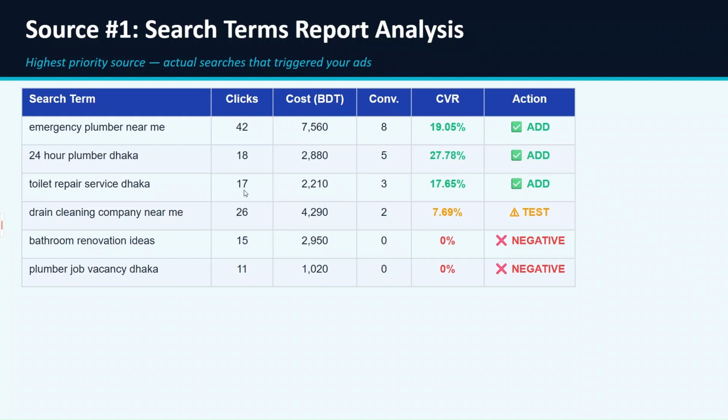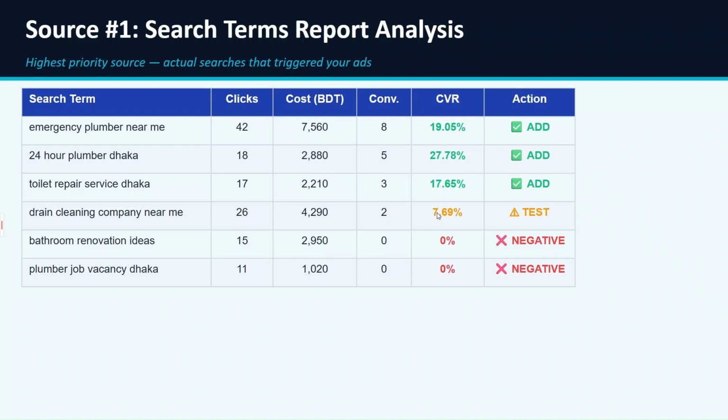Then toilet repair service Dhaka: 70 clicks, 3 conversions, and CVR 70.65%. Also, we can add this keyword too. Add this also. Okay, then fourth is drain cleaning company near me. Here 26 clicks, but we got 2 conversions, and CVR is 7.69%.